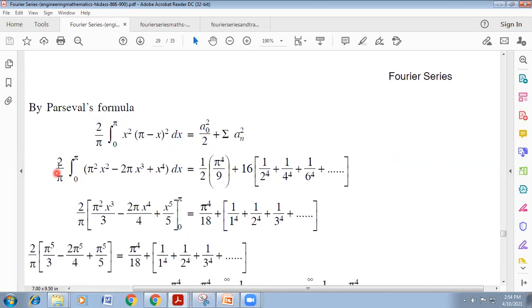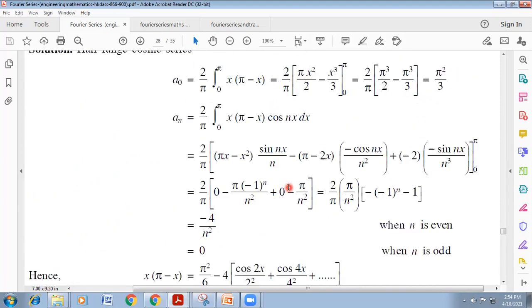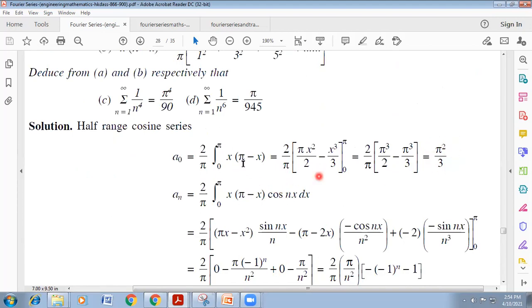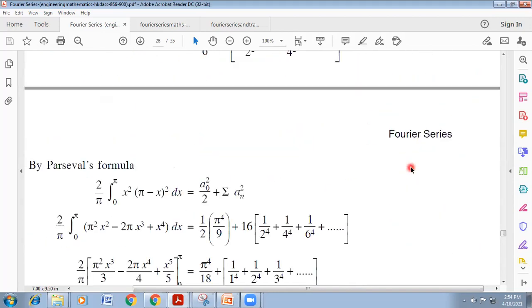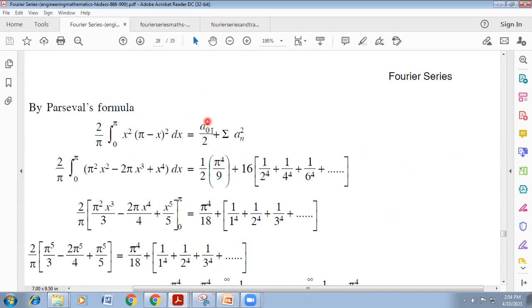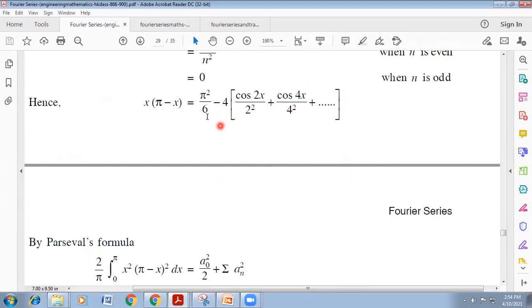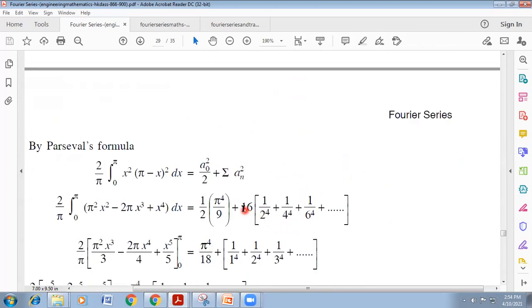Bn will be 0. Now 2 by pi, x square and a minus b whole square formula, what? A square minus 2ab plus b square, using this formula and multiplying with x square in each term, we get this one. Now a naught square means what? A naught value, what? Pi square by 3. So pi square by 3 whole square means what? Pi to the power 4 by 9, plus summation a n square, this series, pi square by 6 minus 4 this. Okay, we get this one.